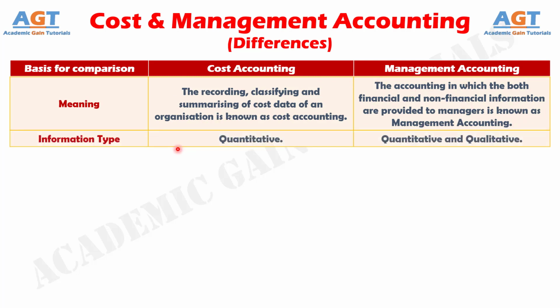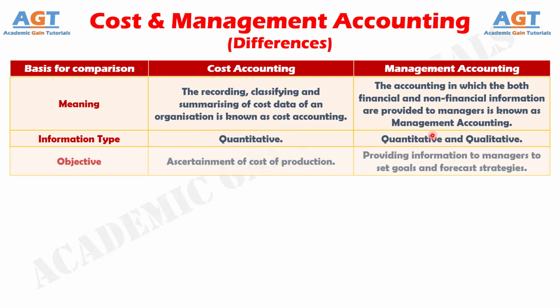Number 2. Cost accounting provides quantitative information only. On the contrary, management accounting provides both quantitative and qualitative information. Number 3. The primary objective of cost accounting is the ascertainment of cost of producing a product, but the main objective of management accounting is to provide information to managers for setting goals and future activity.